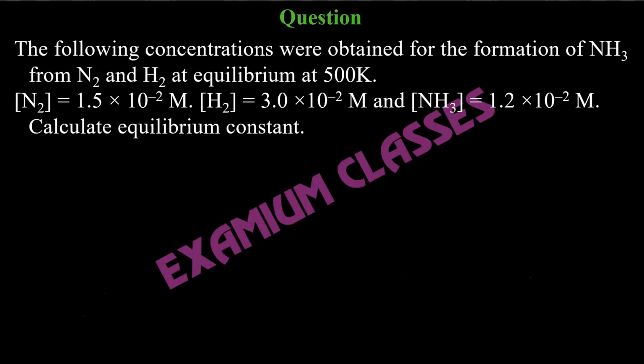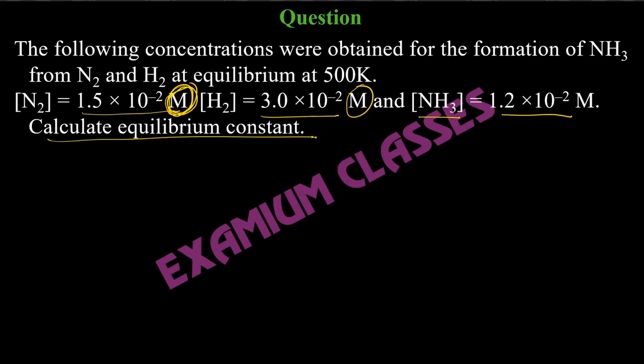The following concentrations were obtained for the formation of ammonia from nitrogen and hydrogen at equilibrium at 500 K. It is given that at equilibrium, nitrogen's concentration is this much, and M means moles per liter, molarity. Hydrogen concentration is 3 × 10^-2 moles per liter. Ammonia concentration is 1.2 × 10^-2 moles per liter. Because it is at equilibrium, it will not change. It will remain constant. You have to calculate the equilibrium constant.